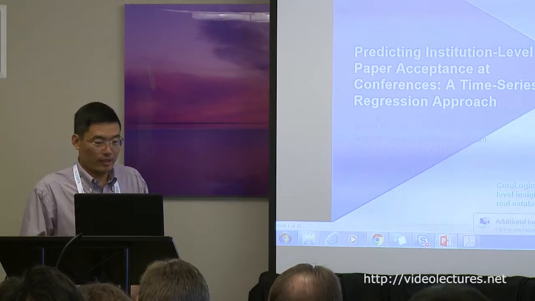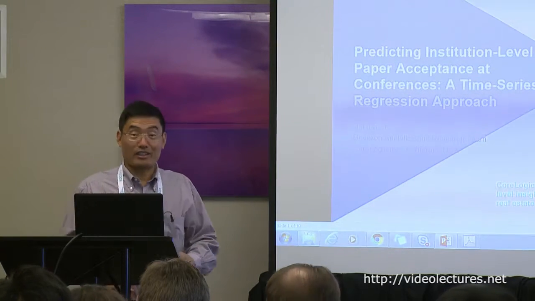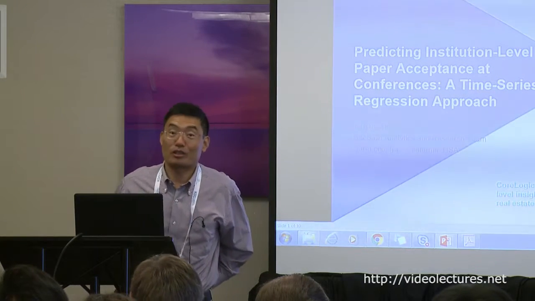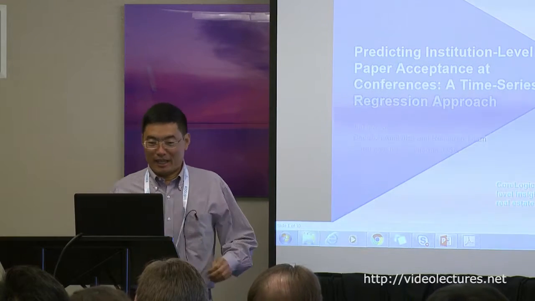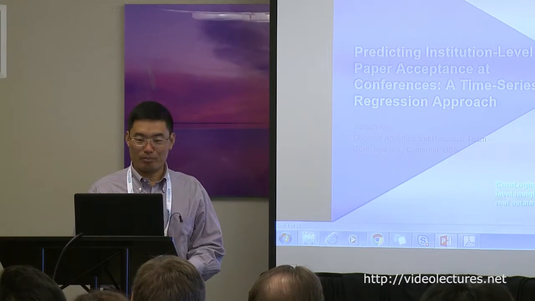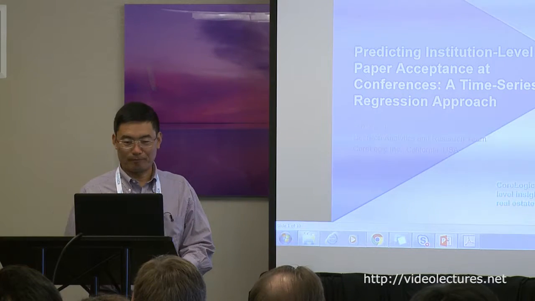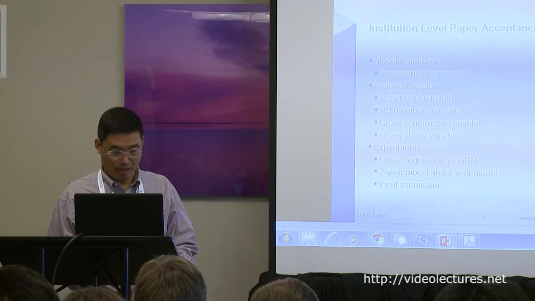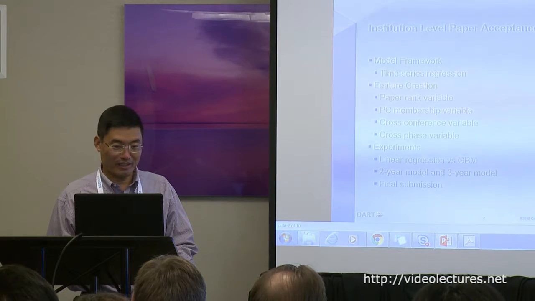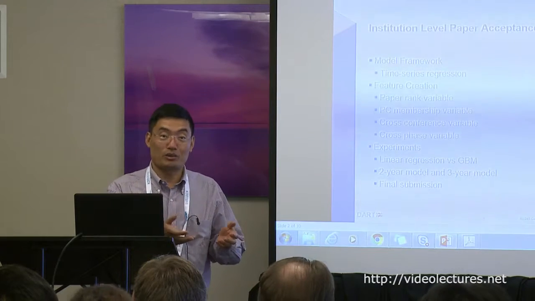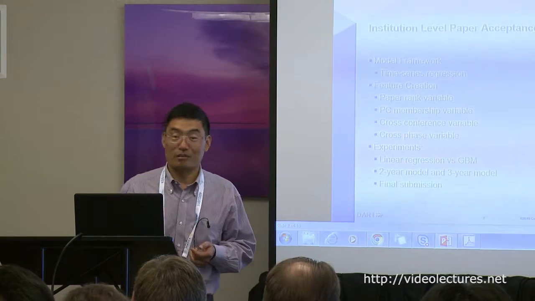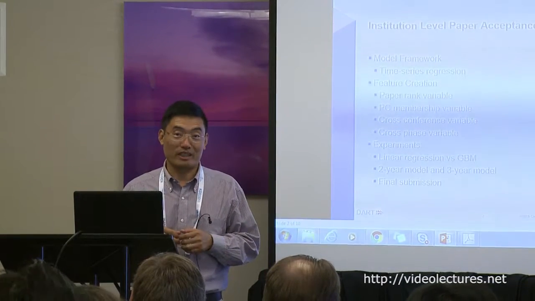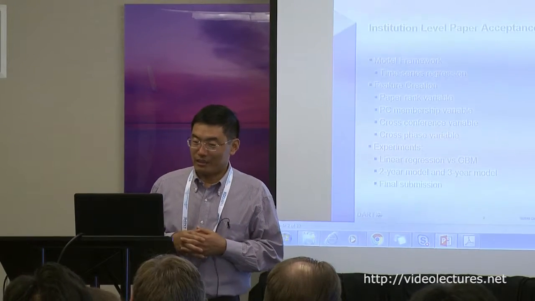Yes, I'm Jianjun Xie from the Decision Analytics and Research Team, CoreLogic in California. Here I'm going to talk about our experiment on predicting institutional level paper acceptance at conferences, a time series regression approach. We are going to talk about three topics here. One is the framework of the model, how to set up the problem. Then we are talking about the feature creation, and then talk about some of the experiments we did during the competition.